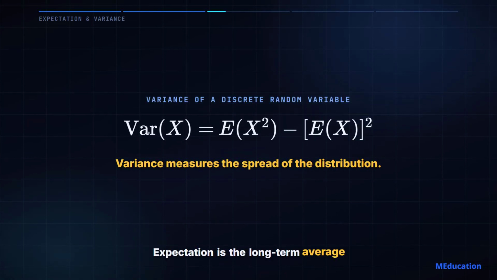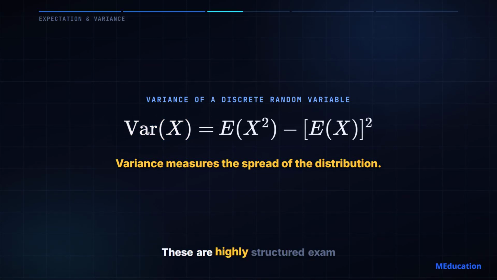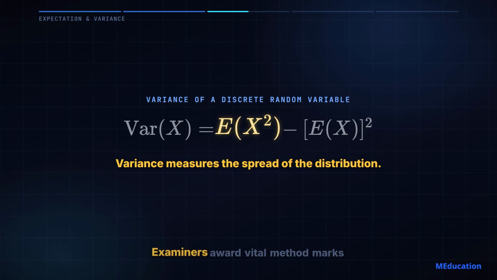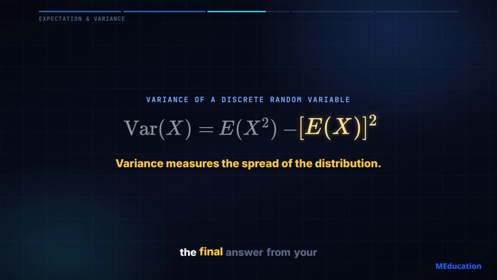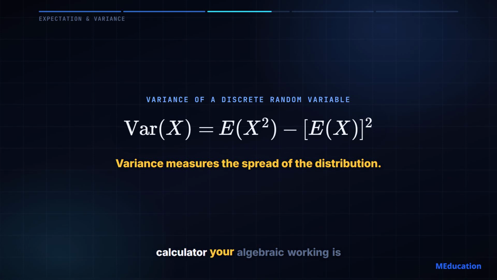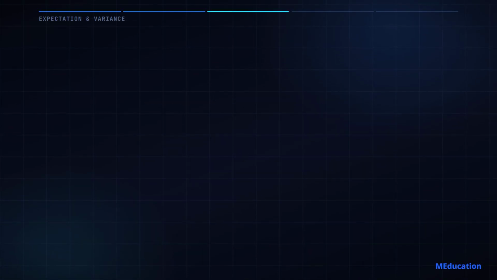Expectation is the long-term average outcome of your variable. Variance measures how spread out those possible results are. These are highly structured exam questions. Examiners award vital method marks for showing your correct summation steps. You cannot just write down the final answer from your calculator. Your algebraic working is the answer. A top candidate writes down every intermediate step.